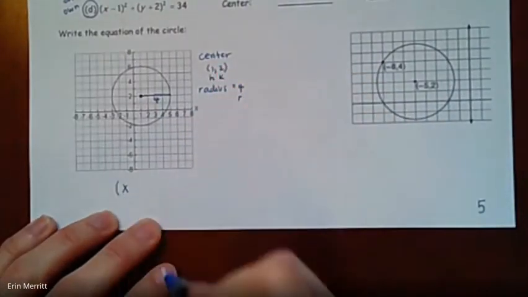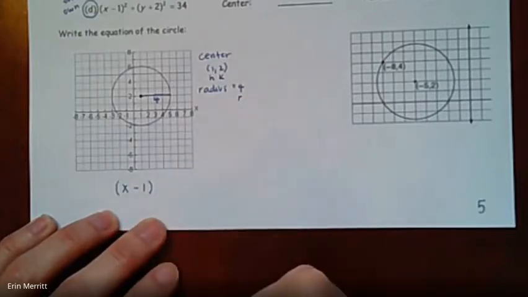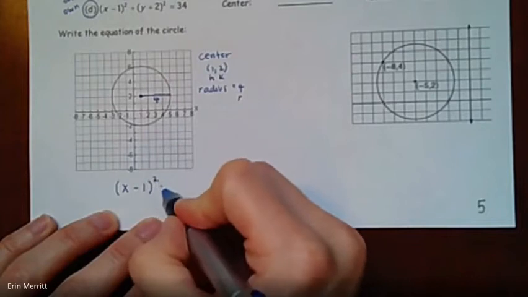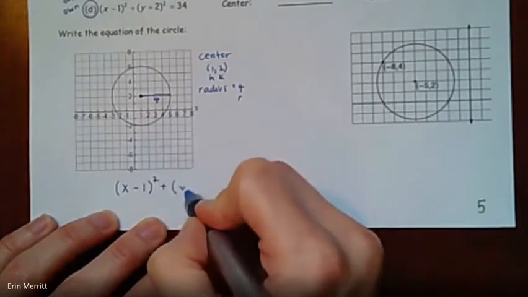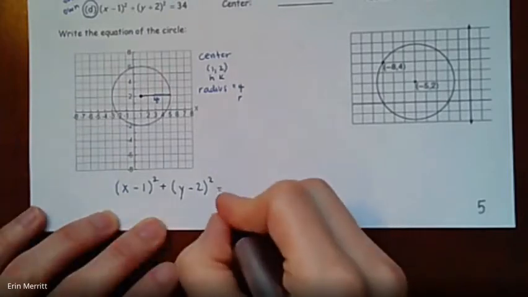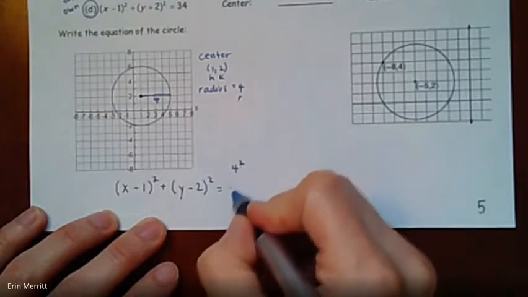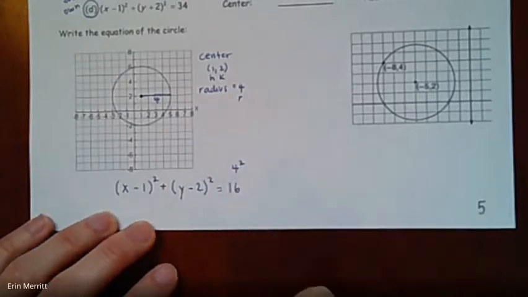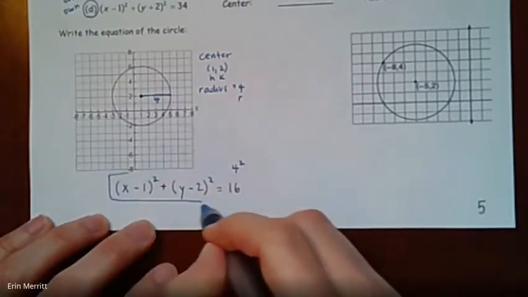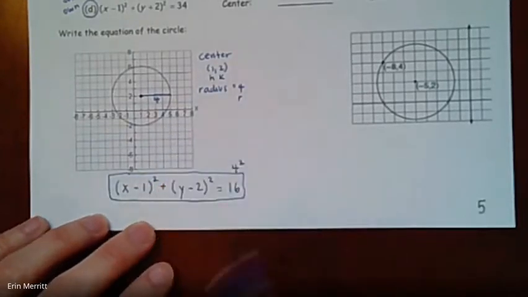All right, look at your equation up above. It's x minus the h value, so 1, squared, plus y minus your k value squared, and then equals your r value squared. So instead of leaving it as 4 squared, we can put a 16 right there. That would be the equation of the circle that's graphed right here.